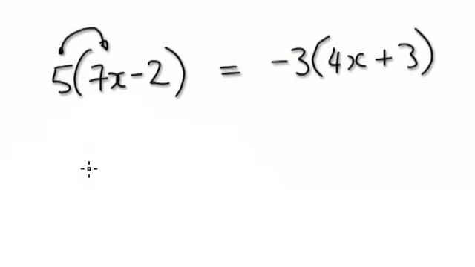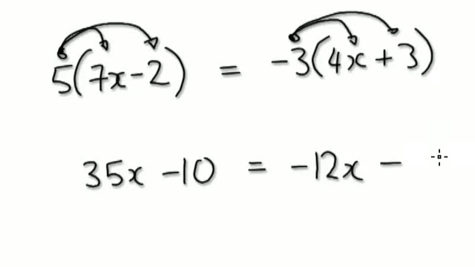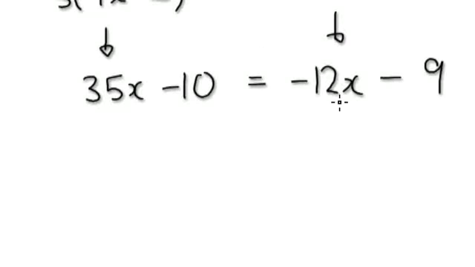This times this, it will be 35x, and then this times this, it will be minus 10. And then this times this, it will be minus 12x, and then this times this, it will be minus 9. Okay, now keep an eye on the x. You've got 35x over here and minus 12x over here. So it's like having, well, anyway, add 12x to both sides. Okay, so try and solve the x. Try and sort out the x first. So add 12x to both sides.